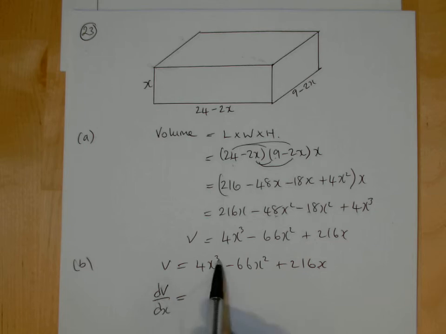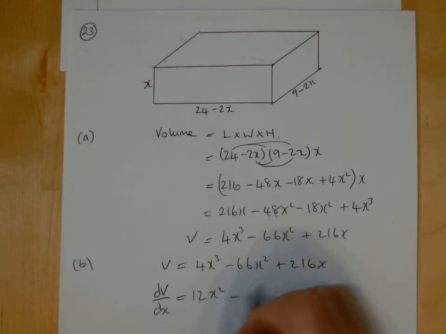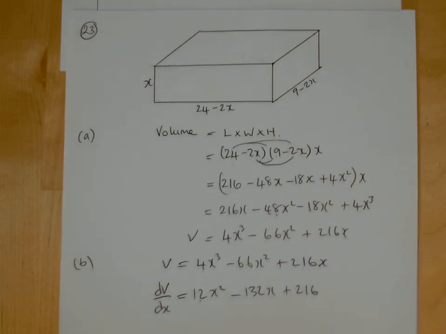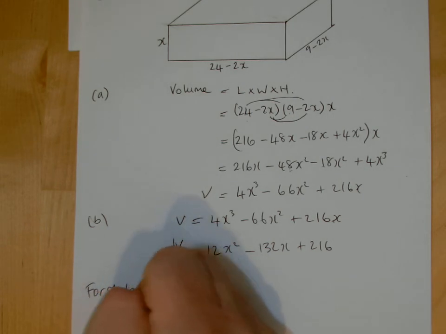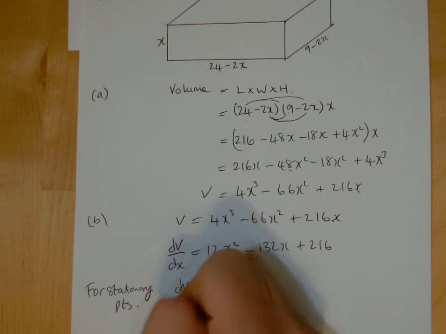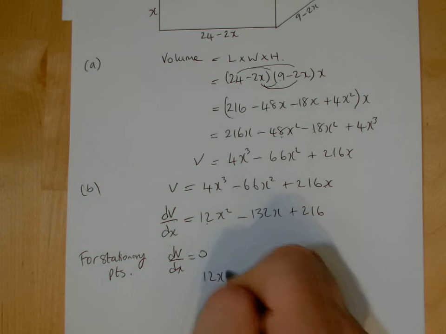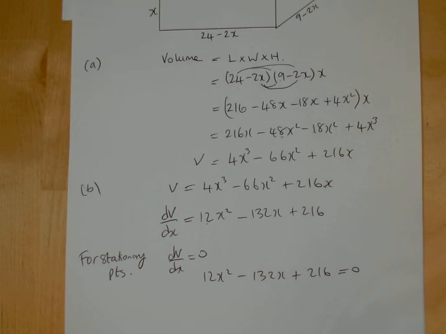So dv by dx. Differentiate this, bring the 3 down, so you get 12x squared. 3 times 4 is 12. And then reduce the power by 1. Bring the 2 down there, so 2 times 66 will be 132, x to the power 1. And then 216x just becomes 216. So for stationary points, dv by dx will equal 0. So 12x squared minus 132x plus 216 will equal 0.